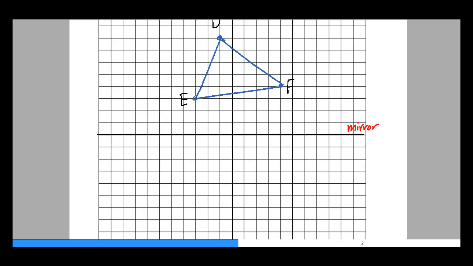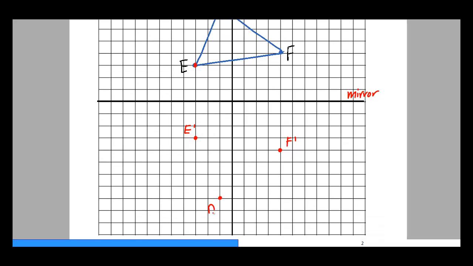So, for example, if this is the point E and it is 1, 2, 3 spaces above the x-axis, then the reflected point would be 1, 2, 3 spaces below the x-axis. And so here would be E prime. Point F is 1, 2, 3, 4 points above. So I go 1, 2, 3, 4 points below the x-axis, and there's my F prime. And D is 1, 2, 3, 4, 5, 6, 7, 8 boxes above. So 1, 2, 3, 4, 5, 6, 7, 8 boxes below. And there's D prime. And now I just need to connect my dots.